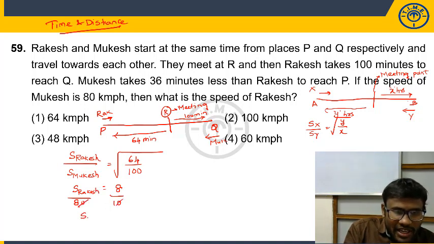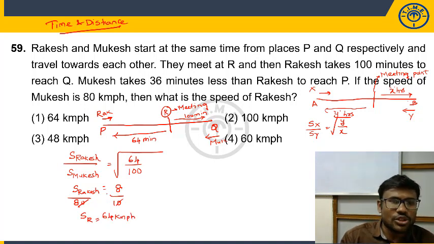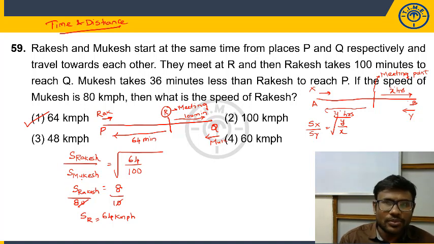So speed of Rakesh, how much? 8 into 8, that is 64 kilometers per hour. So the speed of Rakesh is 64 kilometers per hour. Option number 1 is your answer. I hope this is clear for you. We'll get into the next question.